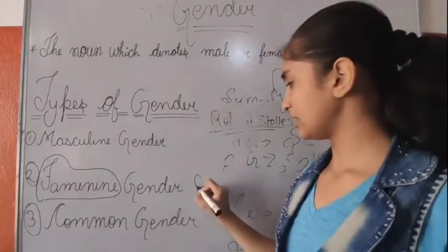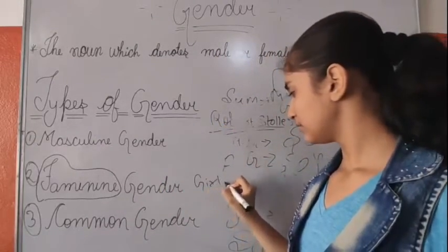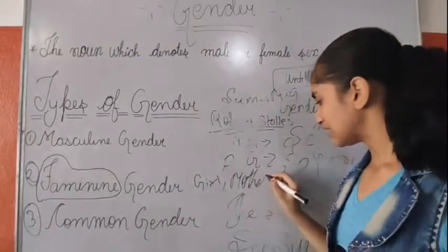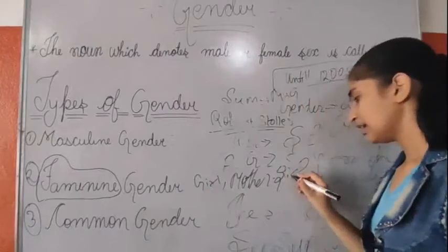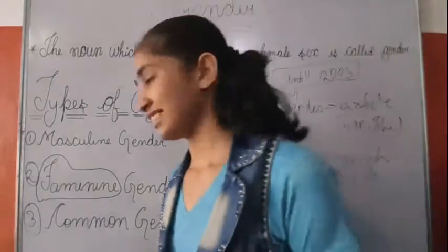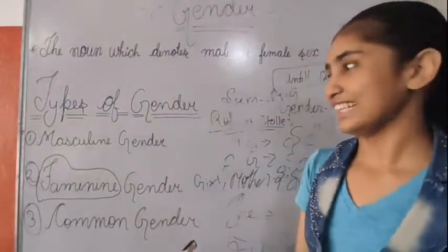For example, you can take girl, mother, sister, grandmother, granny. You can also say granny in modern English.